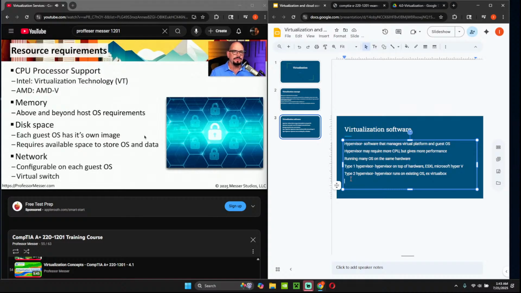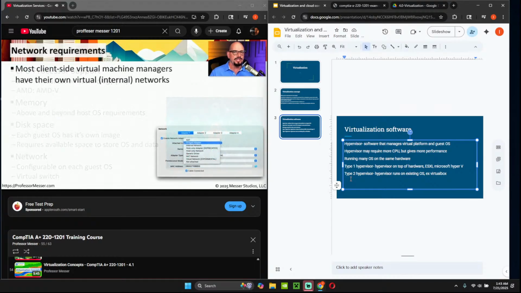And from the networking perspective, you have complete control over how that virtual machine is able to interact with other devices in the outside world. Most of the hypervisors that you'll run on your local computer, the client-side virtual machine managers, have their own virtual networks that are configured internally to your system. This means the hypervisor will be in control of determining whether that VM can only communicate to itself or if it can communicate outside of that VM to other devices.